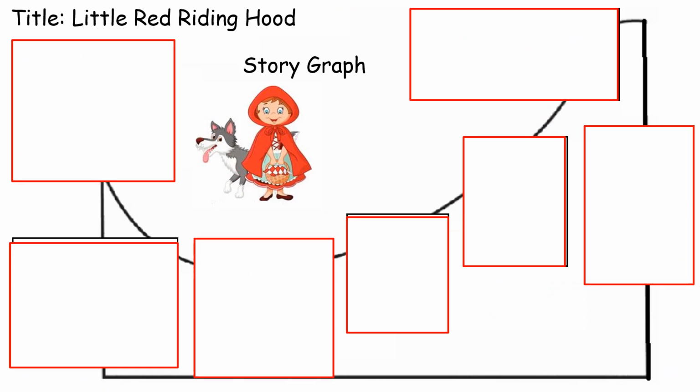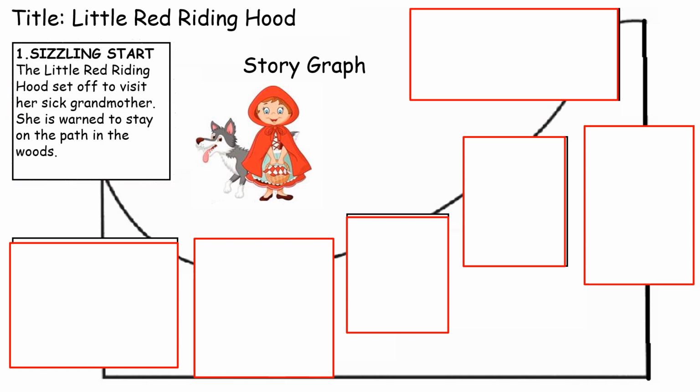So let's see if we can put Little Red Riding Hood onto a story graph. Now, do you remember all the steps I said? First one was our sizzling start. Little Red Riding Hood set off to visit her sick grandmother. She was warned to stay on the path in the woods.